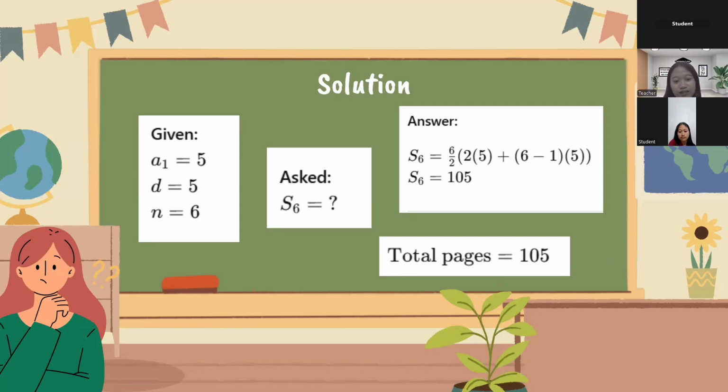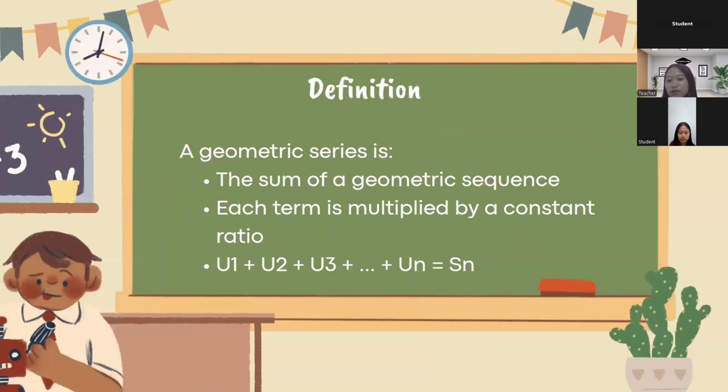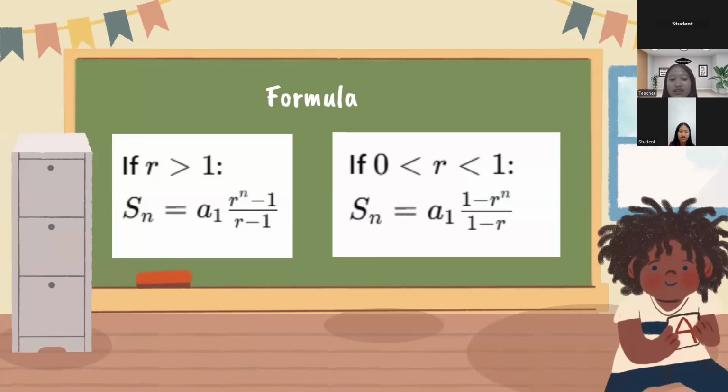Okay, let's go to geometric series. Definition: a geometric series is the sum of a geometric sequence. Each term is multiplied by a constant ratio. U sub 1 plus U sub 2 plus U sub 3 plus ... plus U sub n is equal to S sub n. And the formula we get, if r is greater than 1, S sub n is equal to a sub 1 times (r to the power n minus 1) divided by (r minus 1). And if 0 is smaller than r smaller than 1, the formula is S sub n is equal to a sub 1 times (1 minus r to the power n) divided by (1 minus r).